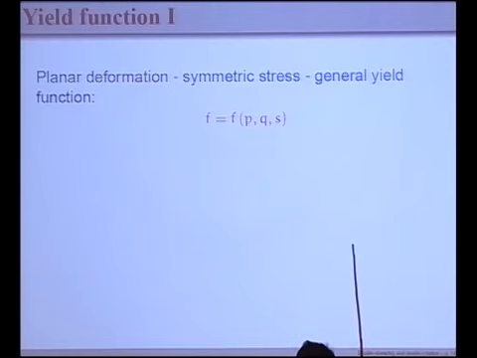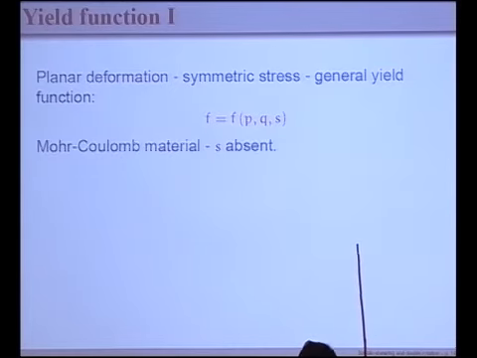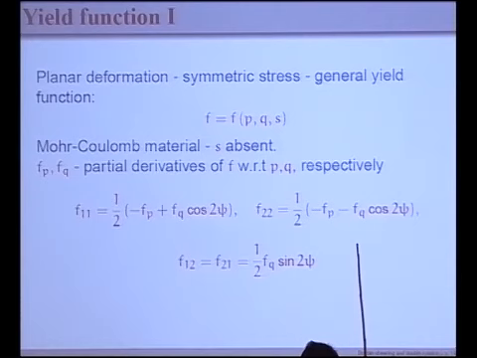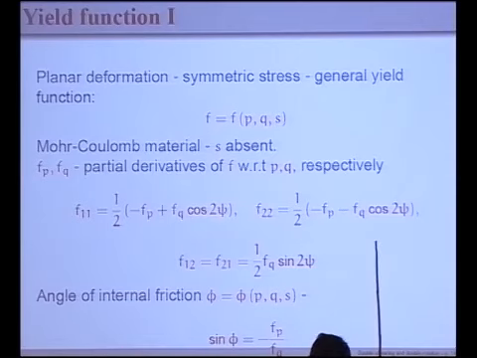Okay, so if I quickly run through the yield function, for a general yield function, f is going to be a function of p, q, and s. Again, we're only considering symmetric states of stress here. For a Mohr-Coulomb material, s is going to be absent. And I've just quickly run through here to show that the characteristic information is embedded in this second order tensor from only the yield function f and not the stress equilibrium equations.